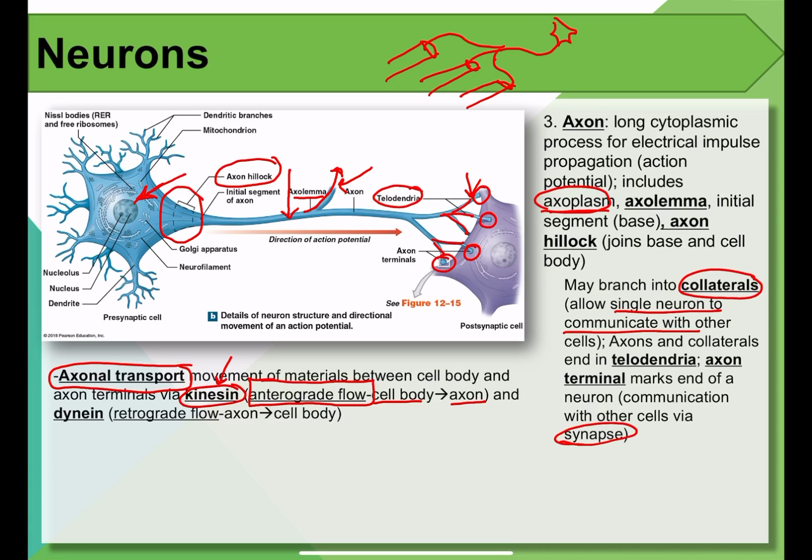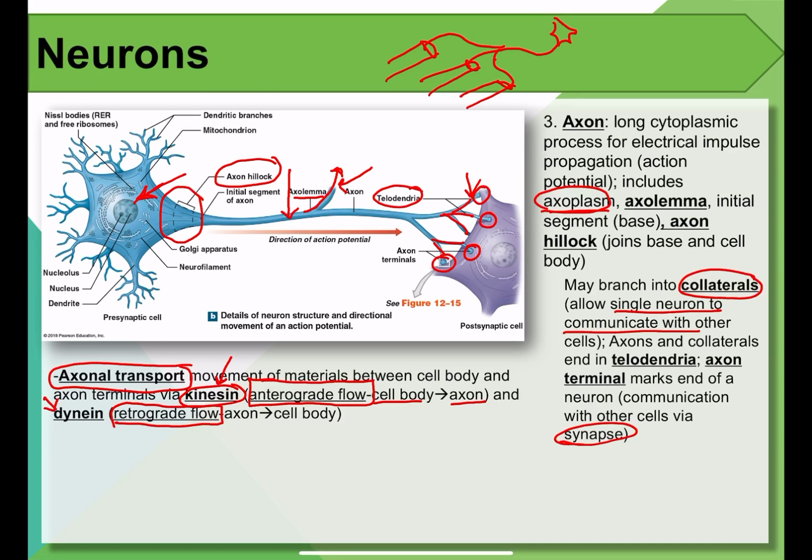Sometimes those things may need to travel back to the cell body, and hence that backward traffic is called retrograde flow, moving from the axon back to the cell body. So it's kind of a reverse route. Okay, so we're going backwards, from the axon back to the cell body, and the protein that does this retrograde flow traffic is dynein.